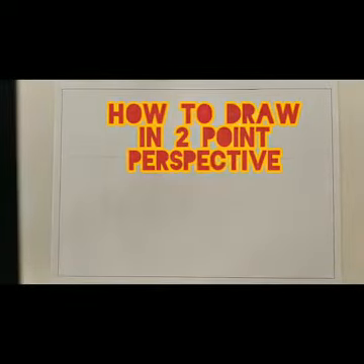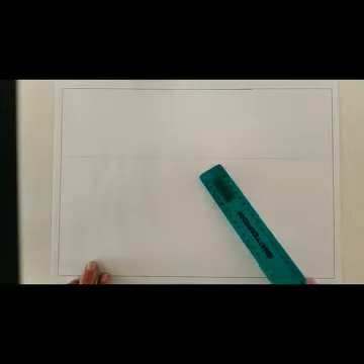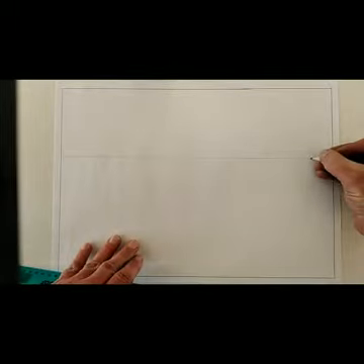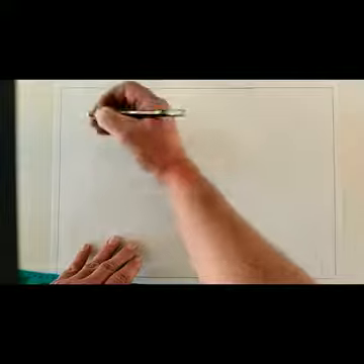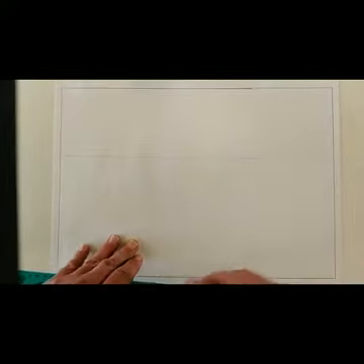Today we're going to look at how to draw in two-point perspective. Just like in one-point perspective, we have your horizon line, and instead of having one point somewhere on your horizon line, you're going to have two. So please draw in two different vanishing points. That's vanishing point 1, and that's vanishing point number 2.